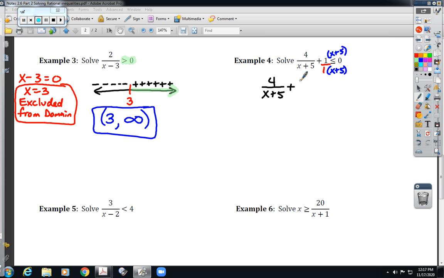which makes this 4 over x plus 5 plus x plus 5 over x plus 5.